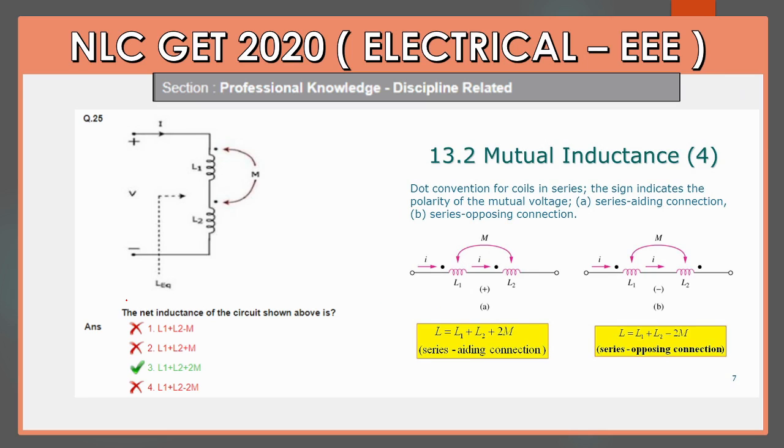Next question, it has given two inductances, so it is asking the net inductance of the circuit. We know that when the mutual inductance M is aiding, the net inductance will be L1 plus L2 plus 2M. Here the mutual inductance is opposing, so you can say L equal to L1 plus L2 minus 2M. So as per the question, the mutual inductance is aiding, so the third option will be the answer, L1 plus L2 plus 2M.